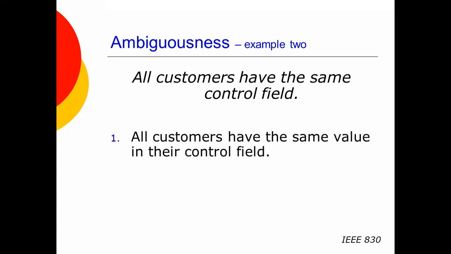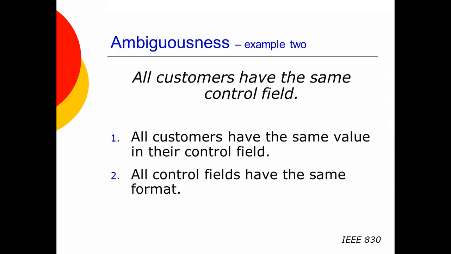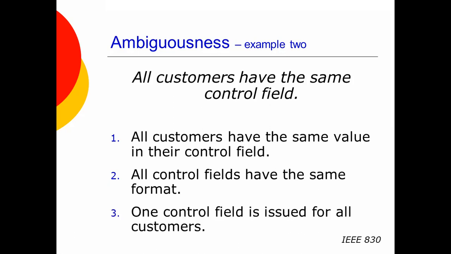Okay, so this is the program which is developed by you, but used by a number of users or customers. Then all customers have the same value in their control field. Now all control fields have the same format, because you are developing the program. One control field is issued for all customers. So the ambiguity is possible, this is called ambiguousness.